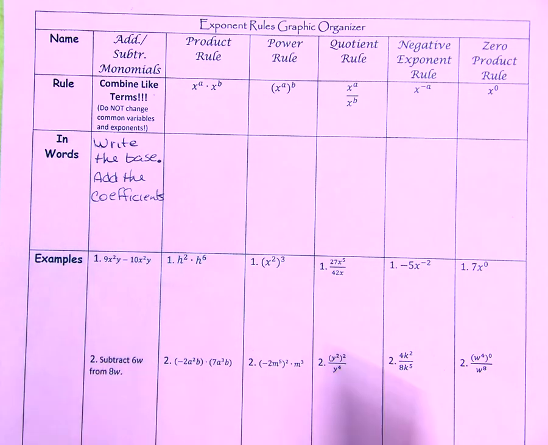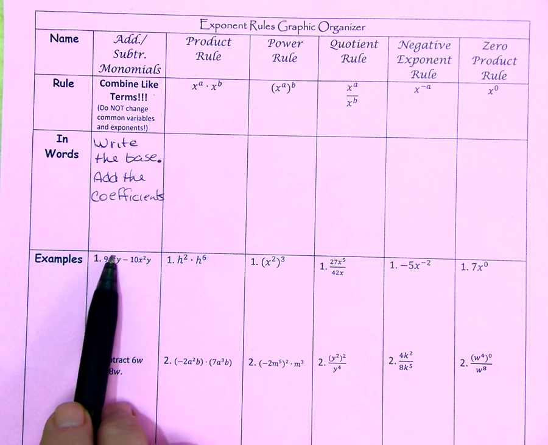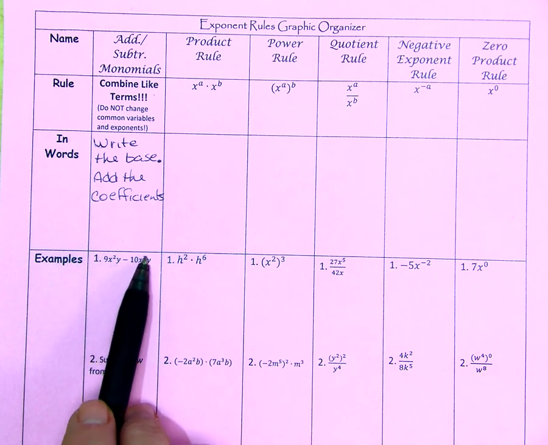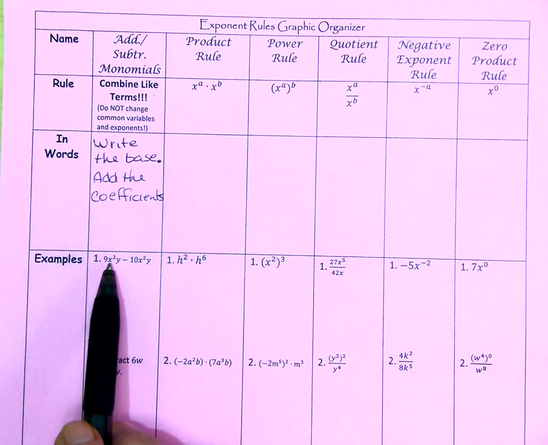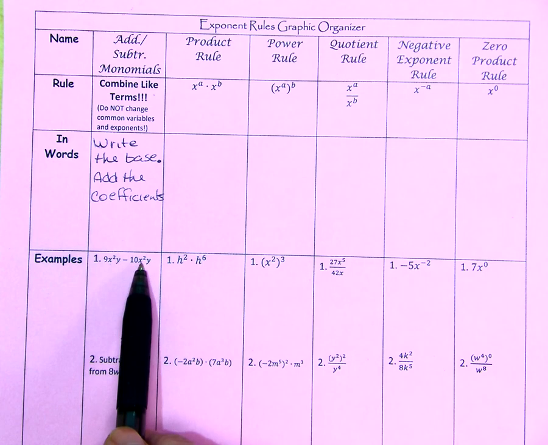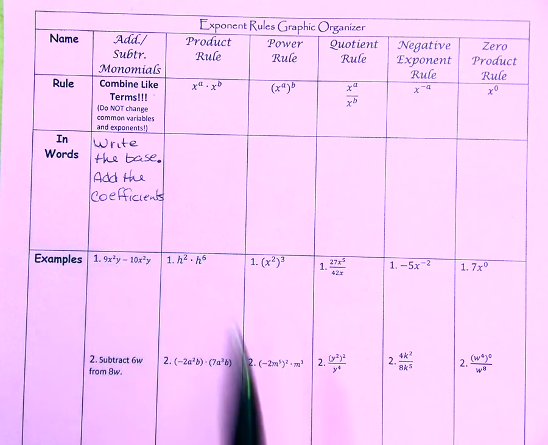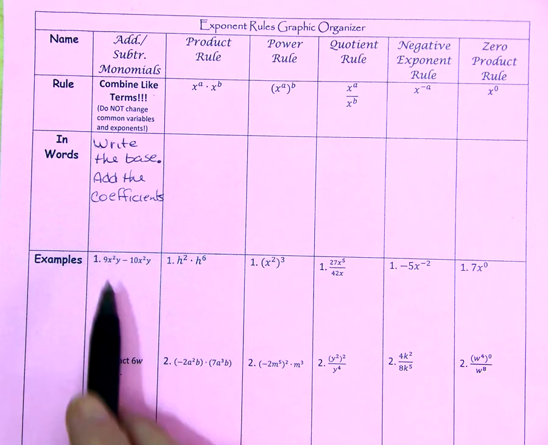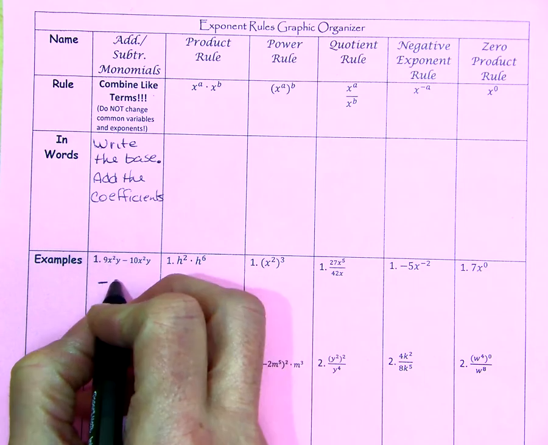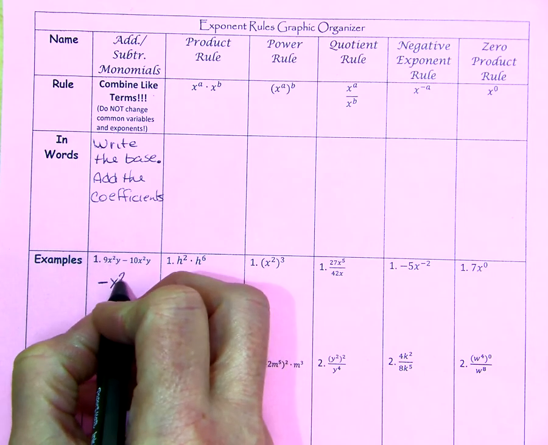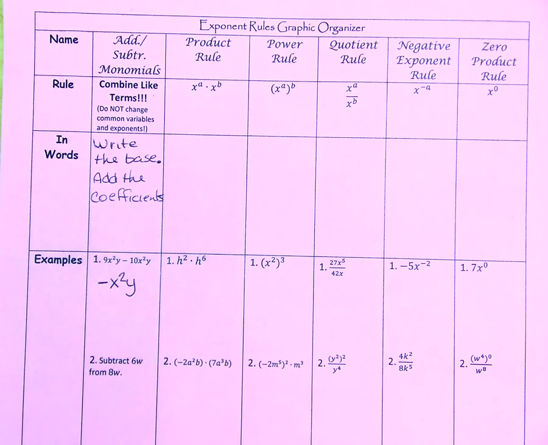So in our example down here, the first one is 9x squared y minus 10x squared y. Remember that to be like terms, you must have the same base with the same exponent. So the variable x is a base with an exponent of 2, with the y having an exponent of 1. So we take 9 and negative 10, adding those together, you will get negative 1x squared y. The base does not change, just the coefficient.